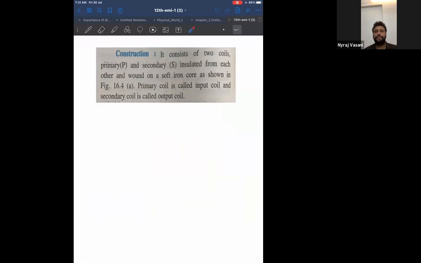See what is written. It consists of two coils, primary and secondary, insulated from each other, means separated from each other, and wound on a soft iron core as shown in the figure. Primary coil is called input coil and the secondary coil is called as output coil. Did you understand what is written? Let me repeat. It consists of two coils, primary and secondary, separated from each other by a soft iron core. Primary coil is called input coil and secondary coil is called as output coil.